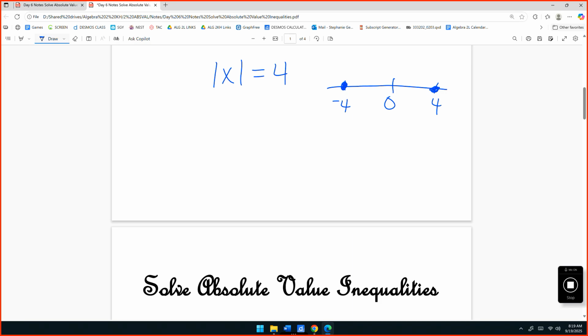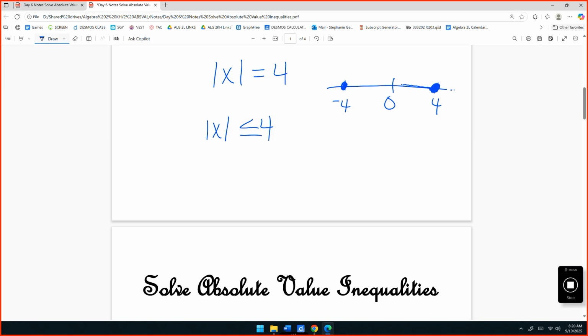So if I change this and I say absolute value of x is less than or equal to 4, what I'm saying is the distance a number is from 0 on a number line is 4 or less. So always remember it's a distance. This is 4. So if my distance could be 4 or less, could my solutions be over here? No, because those are greater. That distance is farther away.